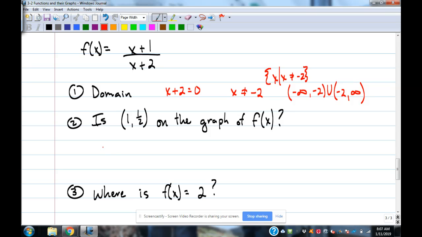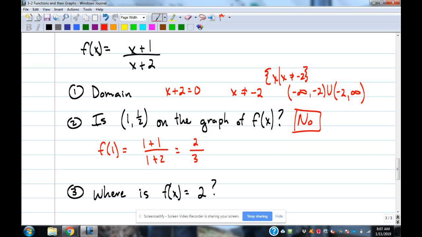So let's do this. Find f of 1. Function value: 1 plus 1 over 1 plus 2. That's 2/3. That's definitely not on the graph. Out of there. So really, really simple. It's just function value. They're asking, when x is 1, what's y? We think it's 1/2. Is that on the graph? That's one way to test it. What's another way?